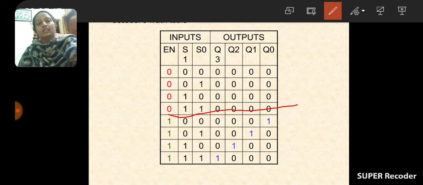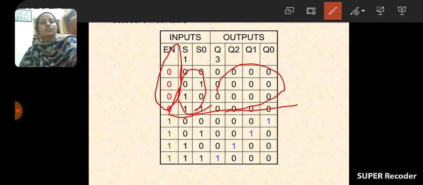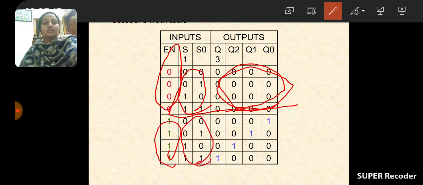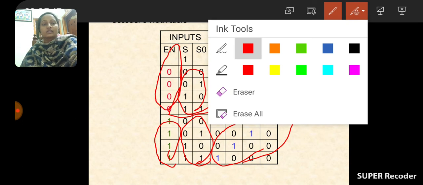In this way, if enable is not there, even though inputs are present, the output is not produced on any line. If enable is there, according to the selecting lines, the output is produced on one among the 4 lines in the 2x4 decoder. Is it clear?